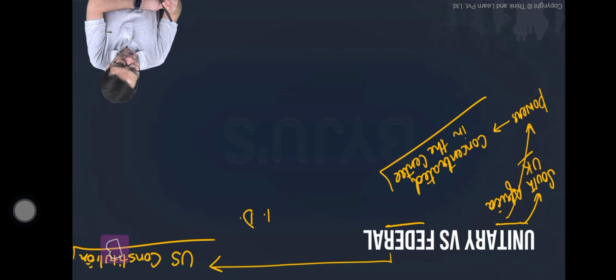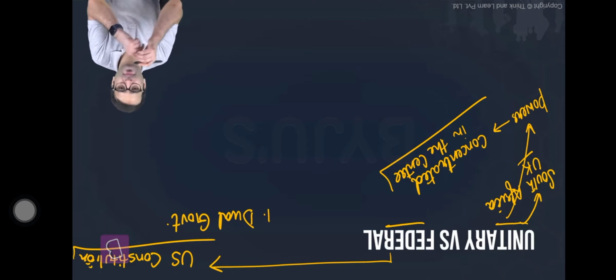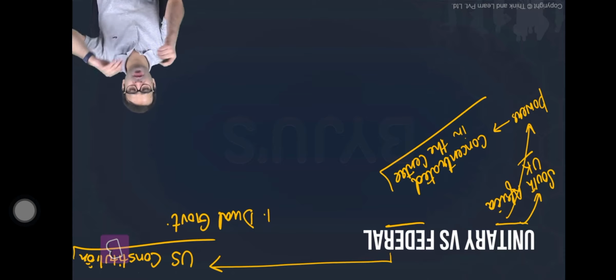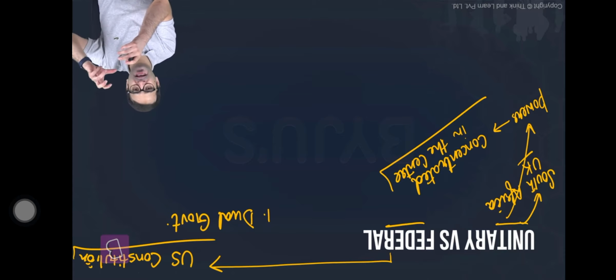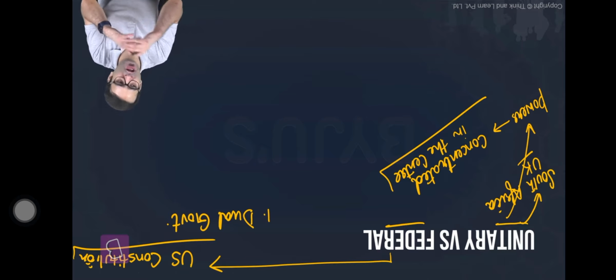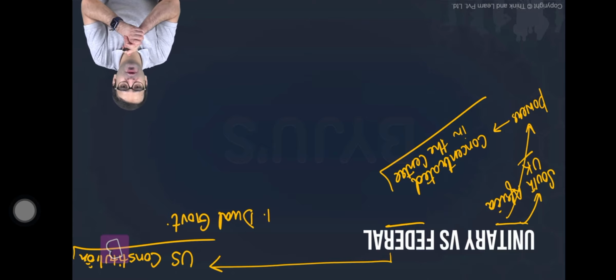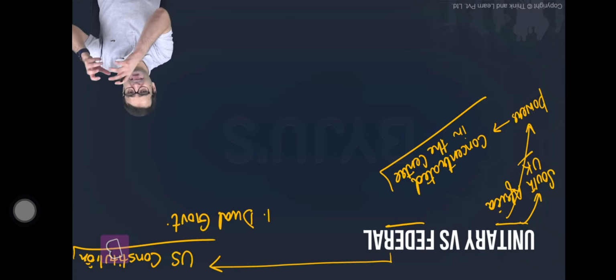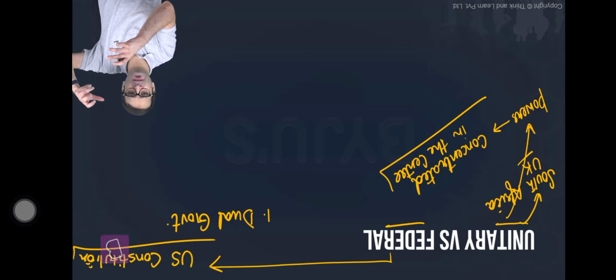Characteristic number 1, dual government. One government at the center, government in every state as well. There is one government headed by Joe Biden. There is government in every state in United States of America as well. All the 50 states of US have their own governments. Michigan, Florida, Illinois, all these states have their own governments as well. And then there is a central government headed by Joe Biden. Dual government.